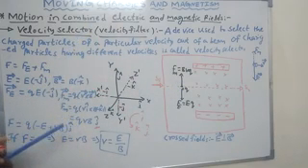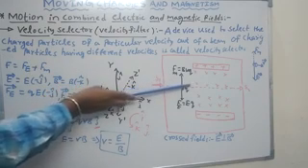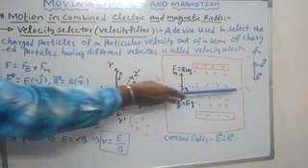When the net force acting on the charged particle is 0, how can the charged particle move? The charged particle moves in a straight line. Correct? Why? Because there is no force experienced by the charged particle.